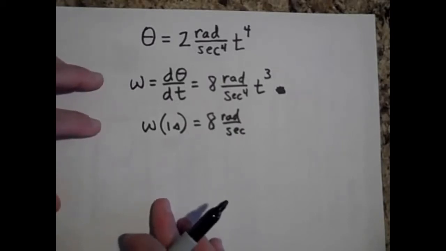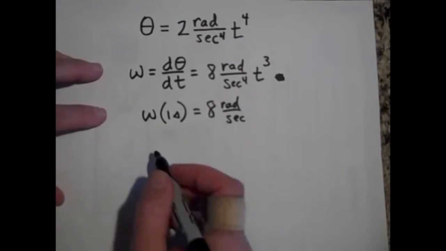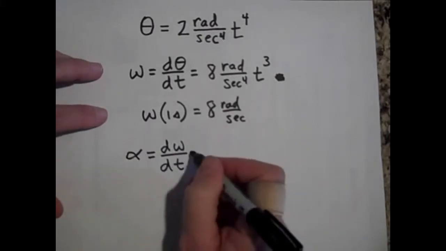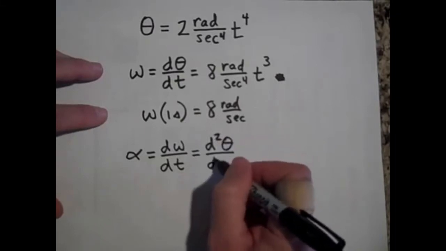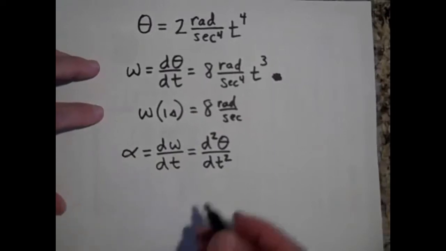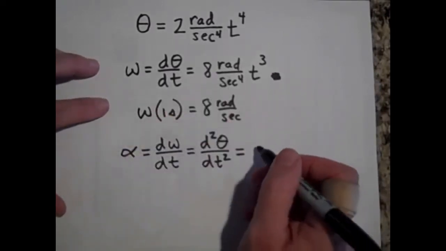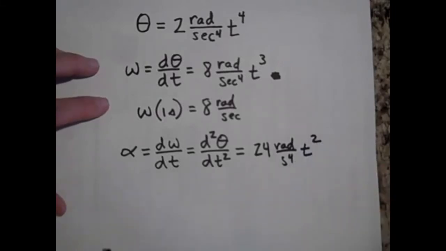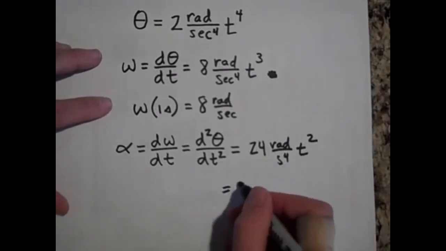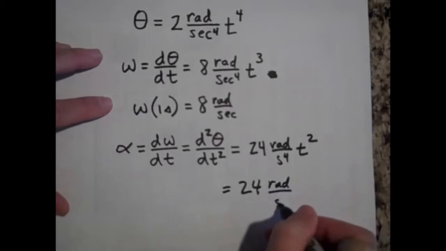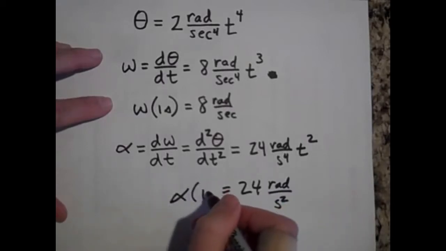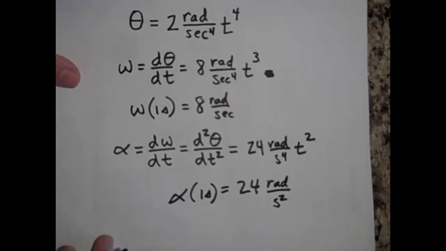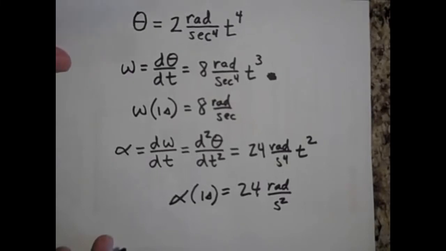Okay, how about its acceleration? What's its angular acceleration at 1 second? Well, its angular acceleration is just the derivative of omega with respect to time, or you could say it's the second derivative of theta with respect to time. That's the notation that you might use. So if you take the next derivative of this, you get 24 radians per second to the fourth times t squared. If I put in 1 second there, I get 24 radians per second squared. That's what alpha is at 1 second. So the calculus is very similar to the calculus of the kinematics unit that we did at the beginning of the year.